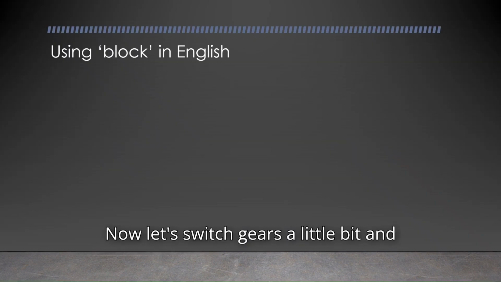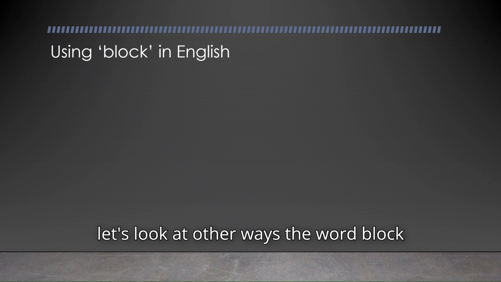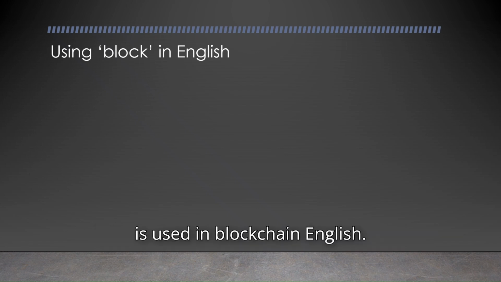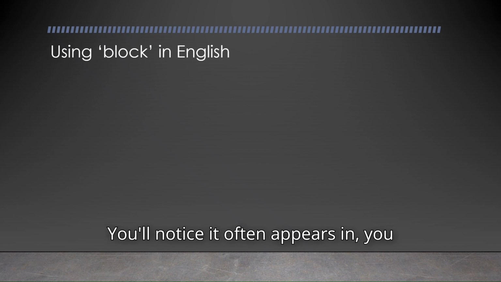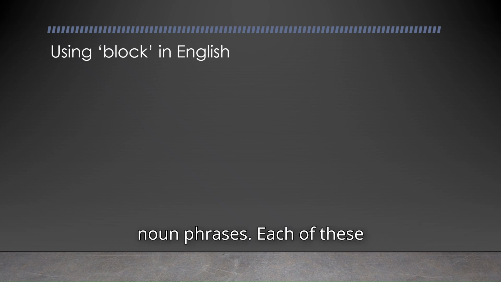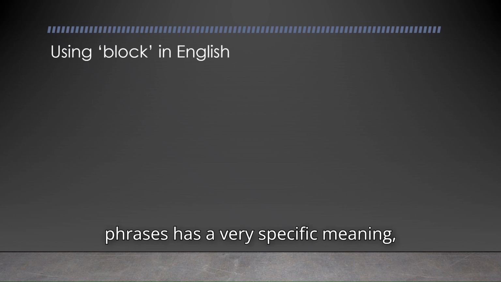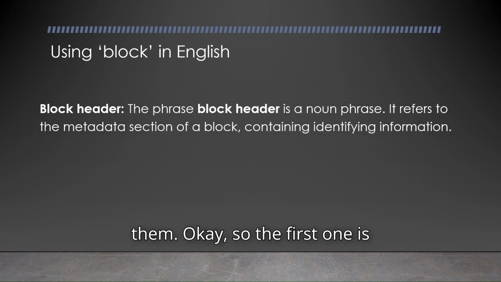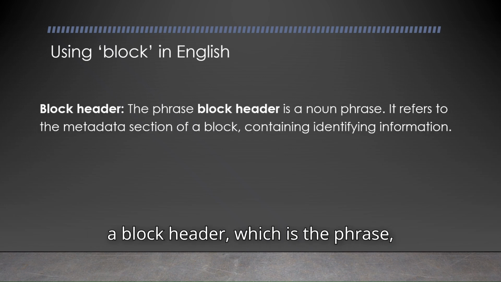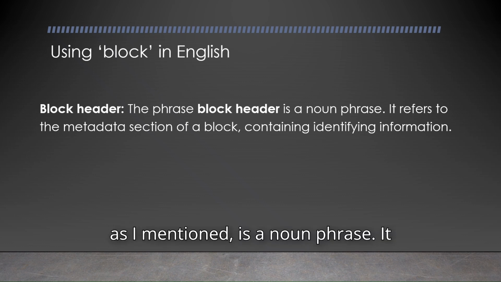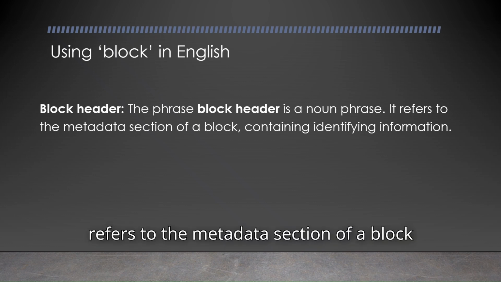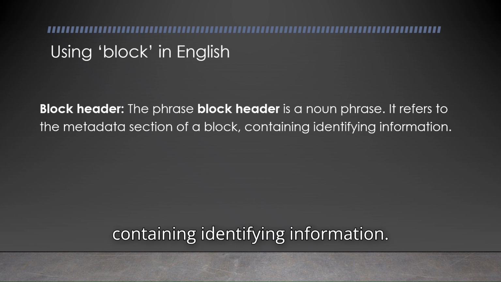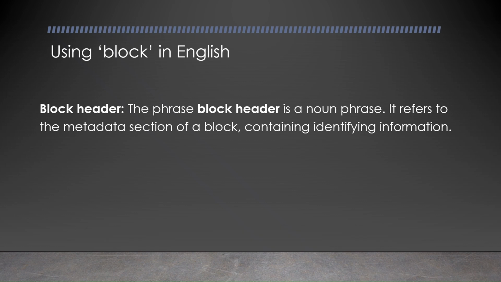Now, let's switch gears a little bit and look at other ways the word block is used in blockchain English. You'll notice it often appears in some combinations or what we call noun phrases. Each of these phrases has a very specific meaning, so it's important to get comfortable with them. Okay, so the first one is a block header, which, as I mentioned, is a noun phrase. It refers to the metadata section of a block containing identifying information.